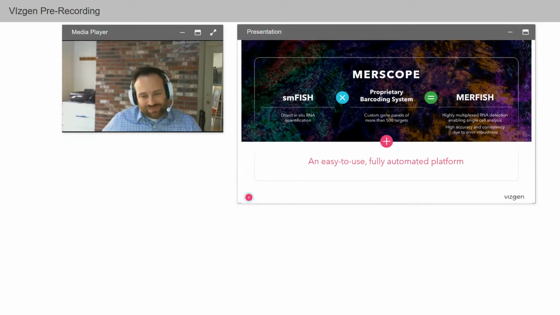I mentioned our system is based on MERFISH. That stands for multiplexed error robust fluorescent in situ hybridization. This is a proprietary technology. It is unique to Vizgen. MERFISH is built on smFISH. smFISH allows direct quantification of RNA targets within tissue. We combine that with our proprietary barcoding system that allows us to build gene panels to target more than 500 gene targets and detect all of those transcripts within a single experiment.